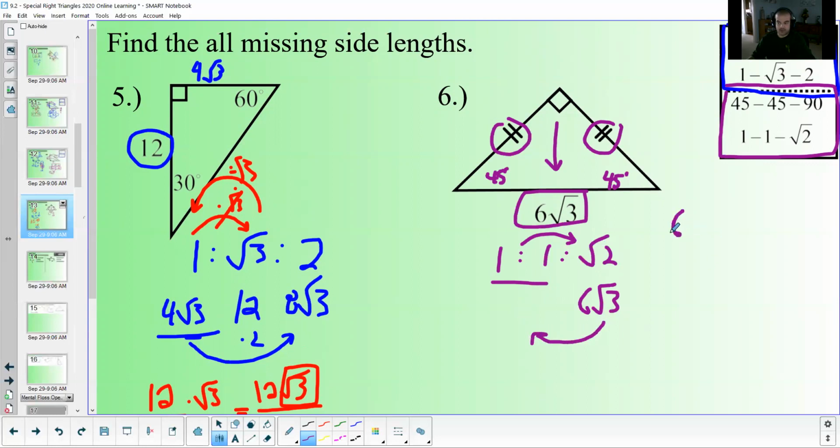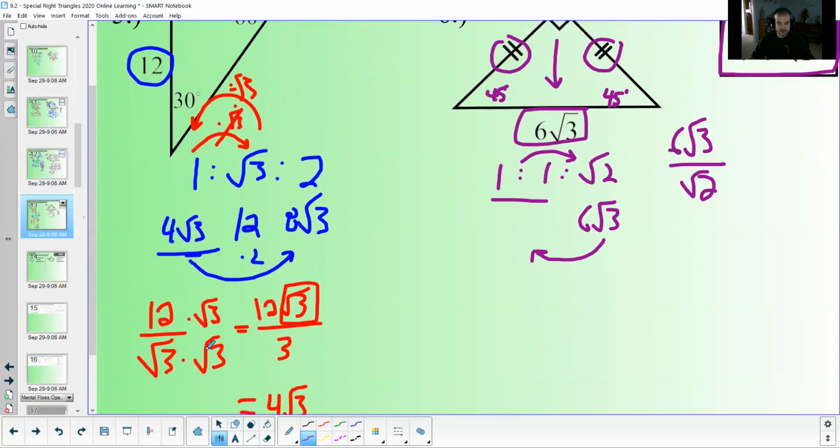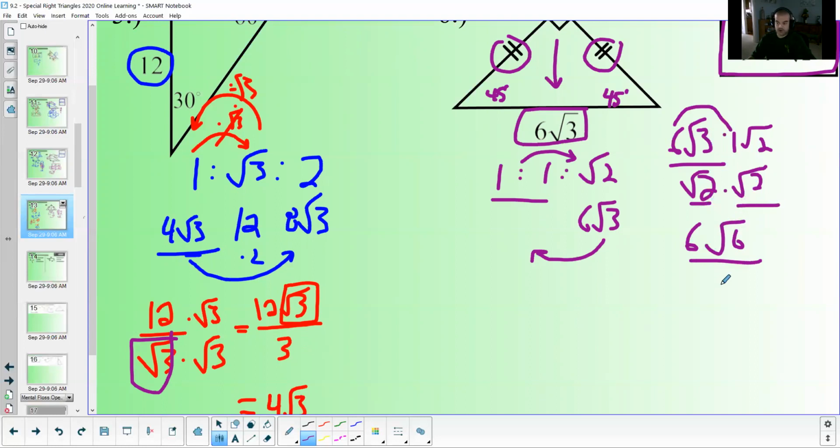And so if I want to work backwards, I have to take that 6 root 3 and divide by root 2. And now we have a similar problem to what we had on number 5. I'm not allowed to have a radical in the denominator. So to fix that, I multiply the top and the bottom by the square root of 2. So in the numerator, I have 6 times a 1 because there's just a 1 out front, which gives me 6. And then root 3 times root 2 is root 6. And then in the denominator, I have the square root of 2 times the square root of 2, which is the square root of 4. And the square root of 4 is 2. And then looking at the numbers out front, 6 divided by 2 is 3.